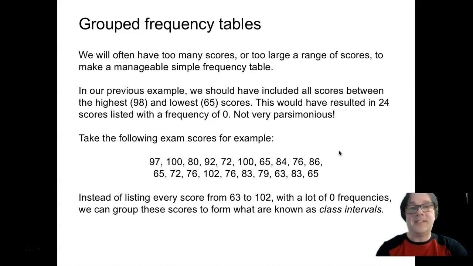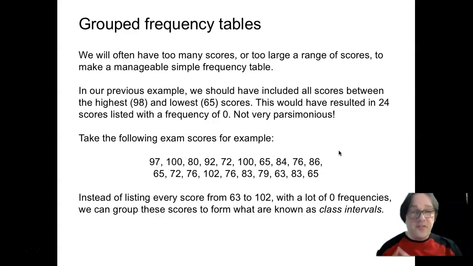So sometimes it makes sense for us to create what's known as grouped frequency tables, which basically means that instead of presenting each individual score with its frequency and its cumulative frequency and its percentage and its percentile, instead what we'll do is create intervals of scores. We'll create little groups of scores and count those frequencies instead.